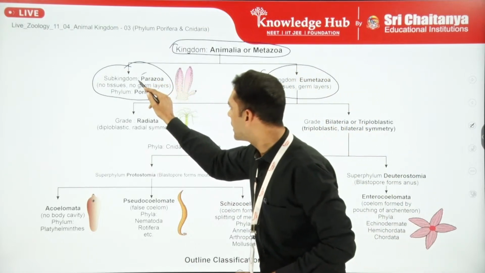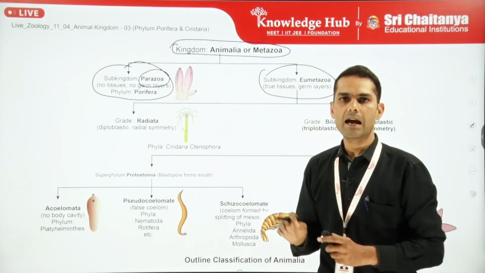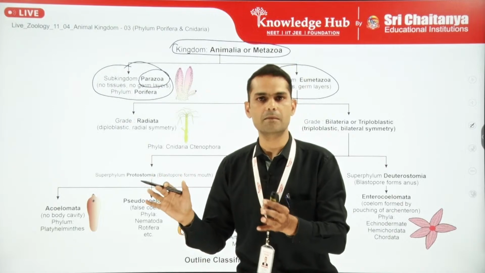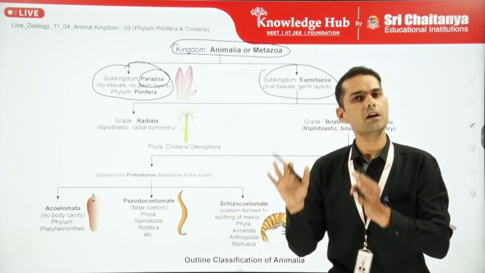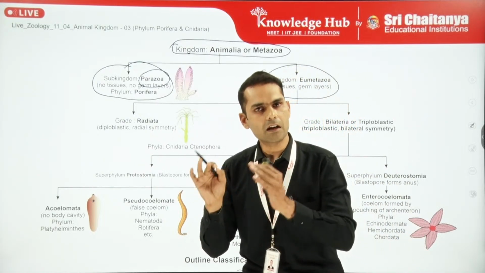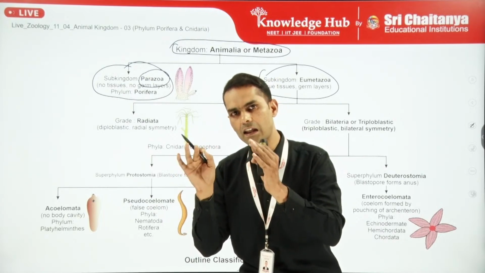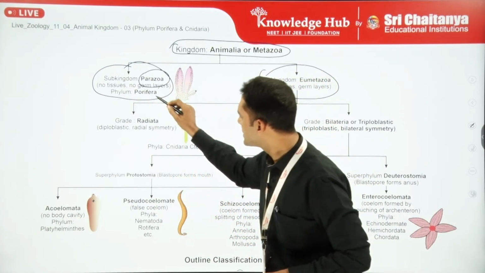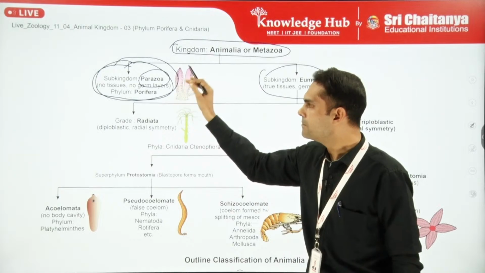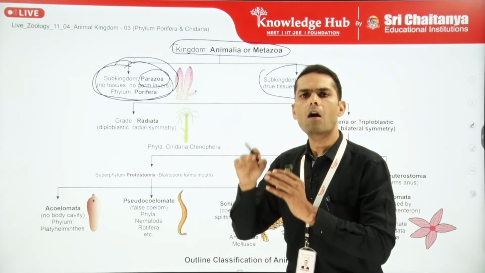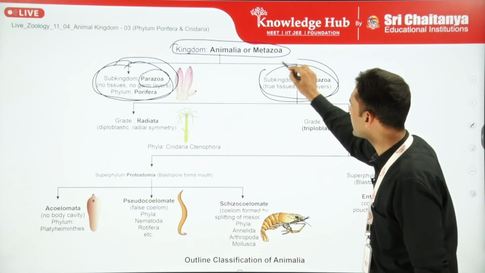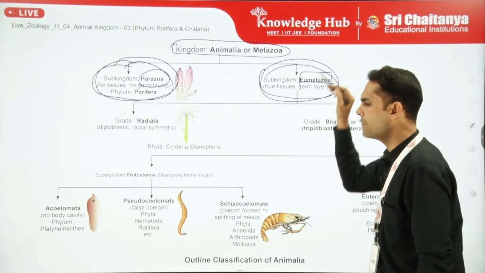That means subkingdom Parazoa will not have any higher level forms like tissue level organization or organ system level of organization. It will have the most basic level of organization, which is the cellular aggregate level of organization. Only phylum Porifera comes into this subkingdom Parazoa. Apart from that, all the other phyla are categorized into subkingdom Eumetazoa.